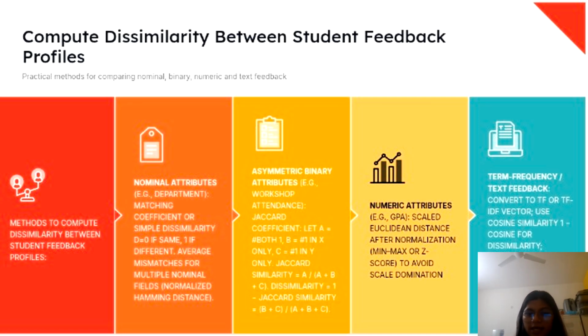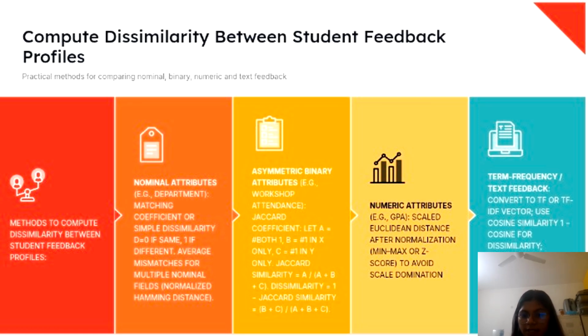Asymmetric binary attributes, coefficient: let A be both 1, B be 1 in X only, C be 1 in Y only. Jaccard similarity is A upon A plus B plus C. Dissimilarity is equal to 1 minus Jaccard similarity, that is equal to B plus C upon A plus B plus C. What about numeric attributes?